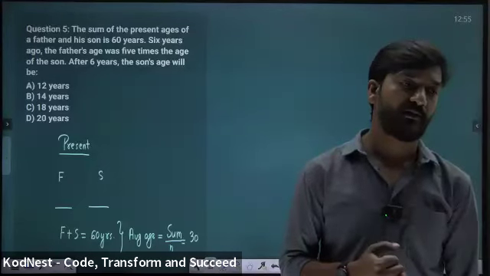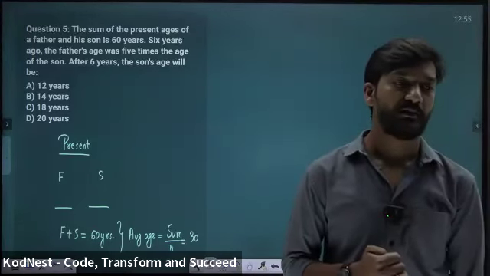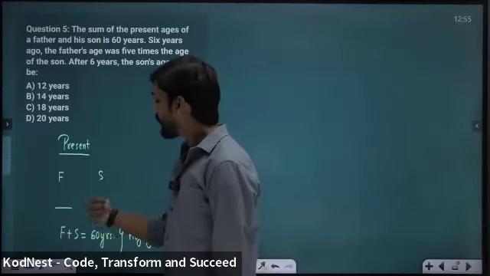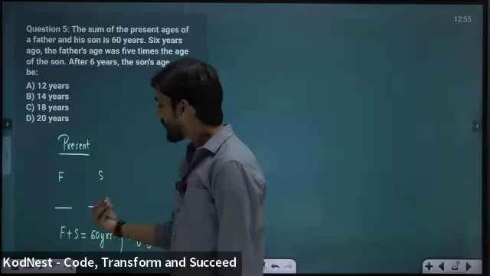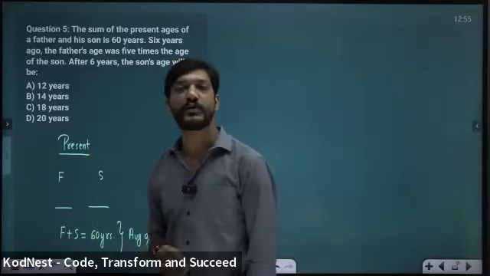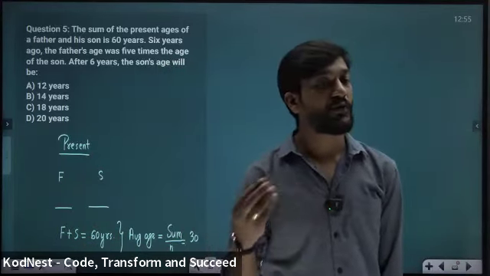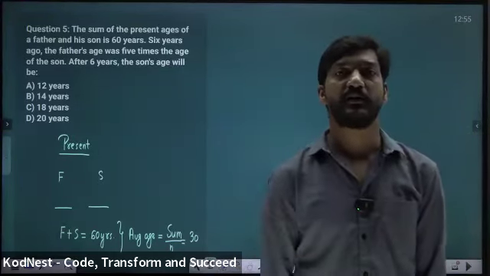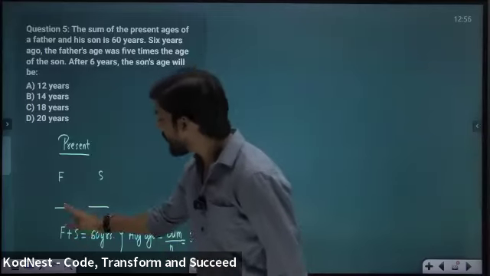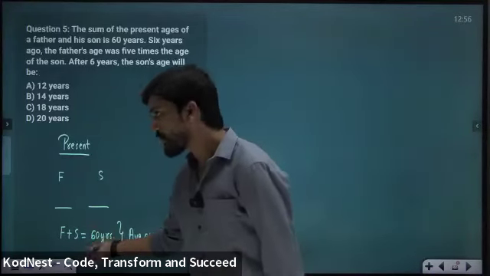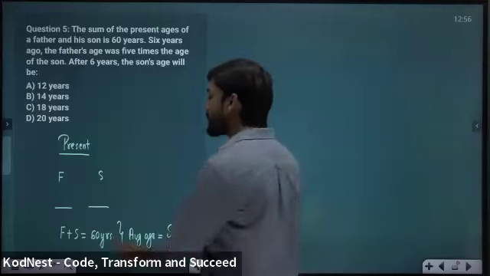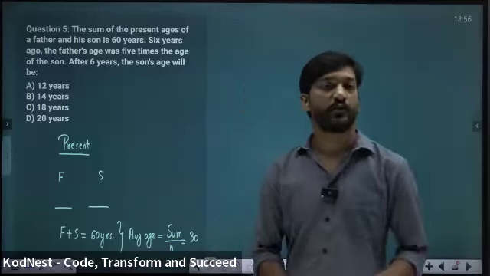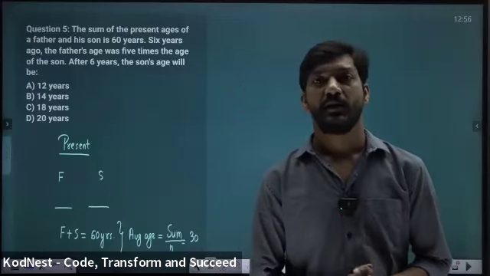Will you say 50? 40 it is. Because 10 years ago, father was minus 10, son was minus 10. Minus 10, minus 10, minus 20. So sum of 2 persons I'm asking, not 1. So both persons will decrease by 10. So 60 minus 20. Or let's say this way, 60 minus 10 for father, minus 10 for son. So 40 it is.